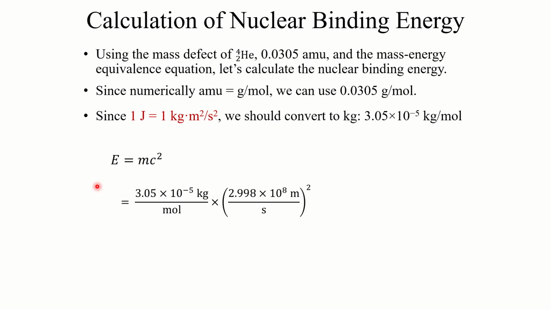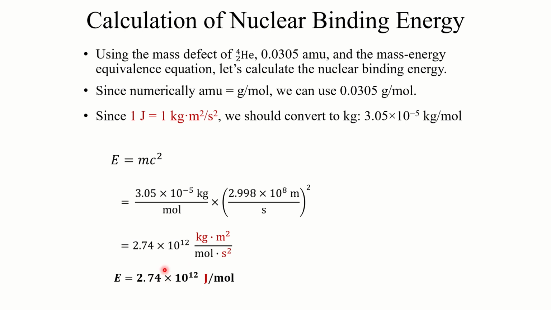So when we work this out, E equals mc squared. The mass is 3.05 times 10 to the negative fifth kilograms per mole. c is the speed of light, 2.998 times 10 to the eighth meters per second, and that's squared. When you work this out, you should get 2.74 times 10 to the 12th. Note the units here. It's kilograms, meters squared, seconds squared, and those three units can be combined as a joule. So your answer is 2.74 times 10 to the 12th joules per mole. So the nuclear binding energy of 1 mole of helium is 2.74 times 10 to the 12th joules.